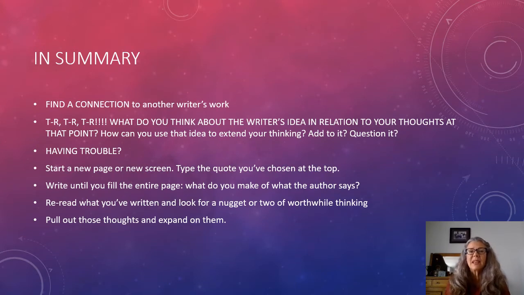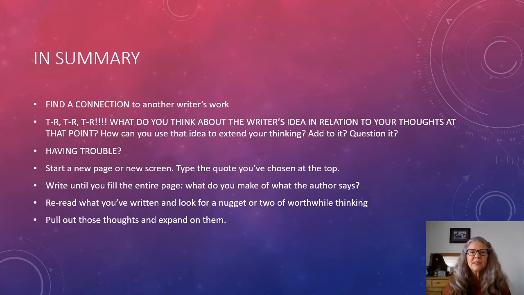So in summary again, to use someone else's idea in your own work, the first thing you have to do is find a common shared connection and make that connection on the page. And then thought, reflection, thought, reflection, thought, reflection. What do you think about that writer's idea in relation to your thoughts at that point in your writing? How can you use that writer's idea to extend your thinking or add to it or question it, as Hennet has done? If you're having trouble doing this, there's a relatively easy solution.